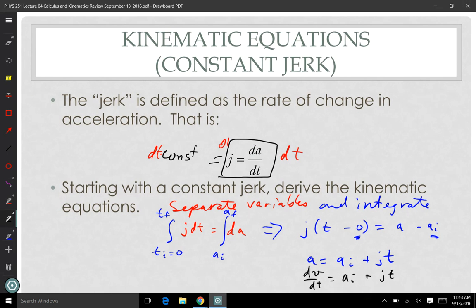All right, so now we have the equation dv dt is equal to a initial plus jt. It's really rinse and repeat. At this point, I have to go back to the same instruction I started with, separate variables, and then integrate.